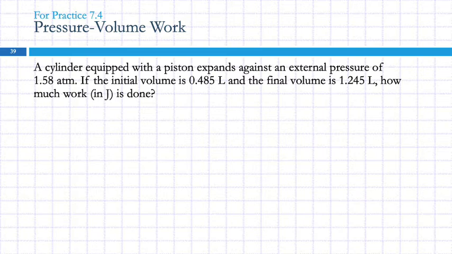Okay, another cylinder equipped with a piston. It expands against an external pressure of 1.58 atmospheres. If the initial volume is 0.485 liters and the final volume is 1.245 liters, how much work in joules is done?